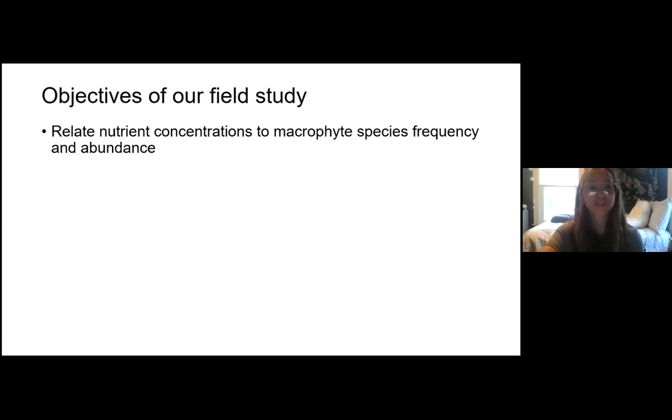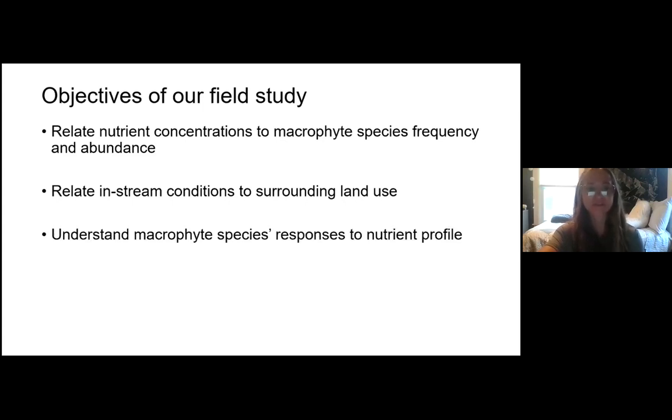The first one is to relate nutrient concentrations to macrophyte species frequency and abundance at a fine scale. In my study, this refers to 50-meter reaches along the Fallkill, which I'll visualize later. A second objective was to relate in-stream conditions, mostly through nutrients by proxy of nitrates, to the surrounding land use, which was seen in that previous visual, how the surrounding land to the Fallkill has a huge impact on the water quality and the in-stream water conditions. And finally, just to understand macrophyte species' responses to a changing nutrient profile.